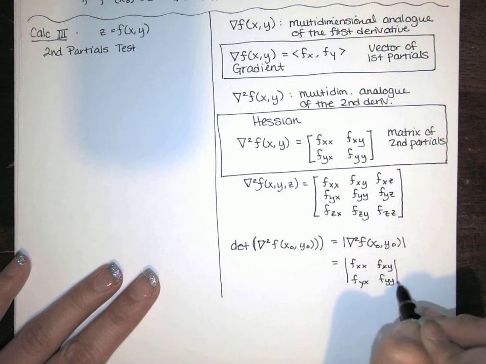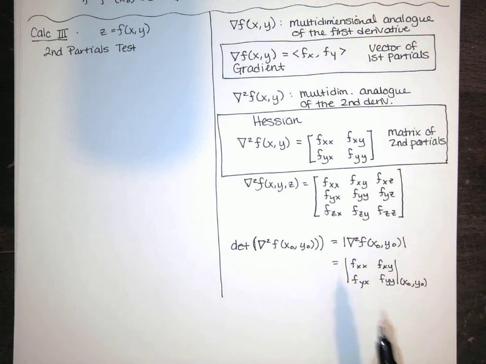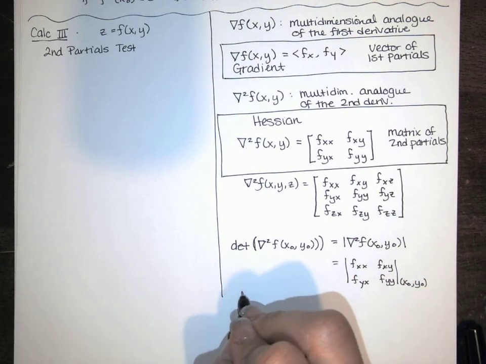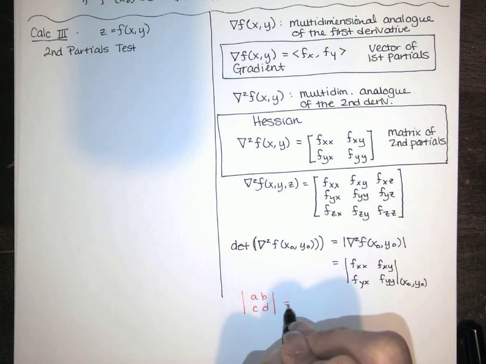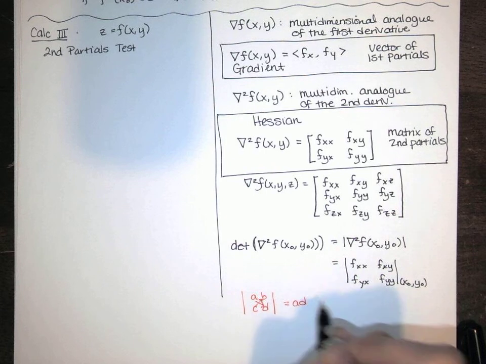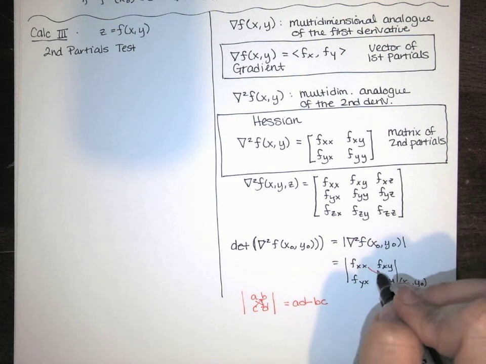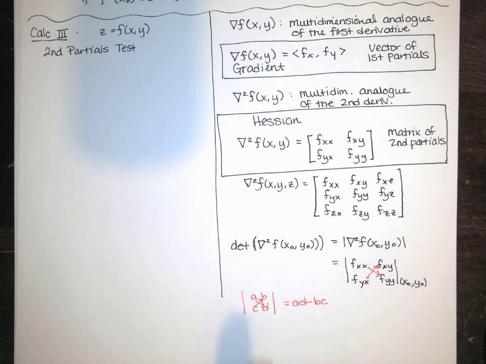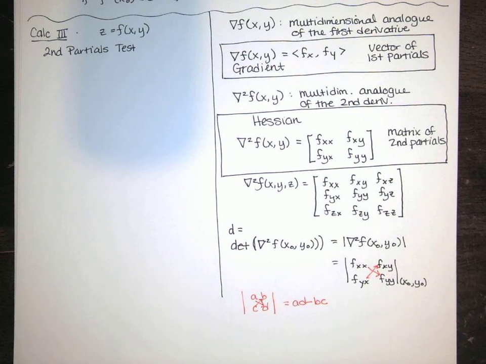You're going to substitute in x naught, y naught, and then you compute the 2 by 2 determinant. Let me just give you a determinant like this. If this is A, B, C, and D, you multiply across that diagonal, you get AD. You multiply across that diagonal, you get BC, and you subtract. So we'll do this times this minus this times that to get the determinant of this. We're going to call this number D. So D is that determinant.